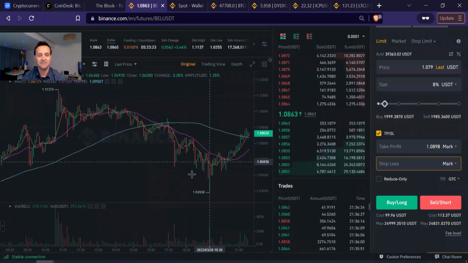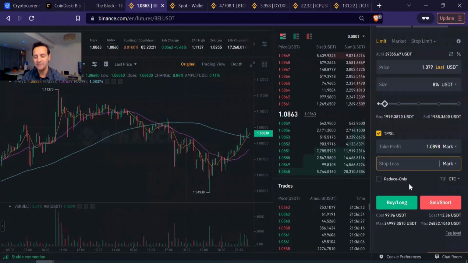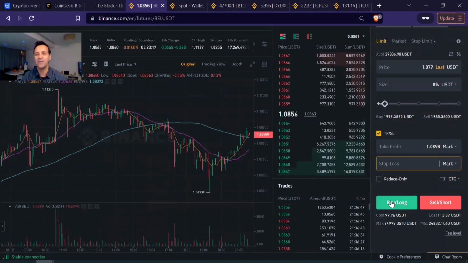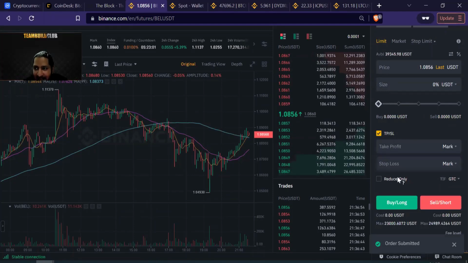Okay. So the next thing we're going to do is just open the trade now. We just click on buy long. This is how we open the trade. But as you can see here, I want to buy lower than what it is now, which means I will not buy yet. I will wait until it goes lower. Correct? Yes. Click buy long, right?